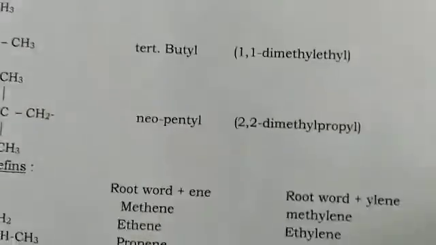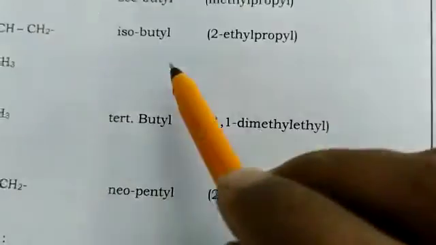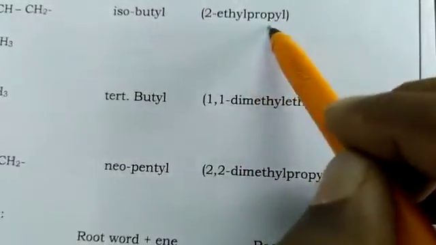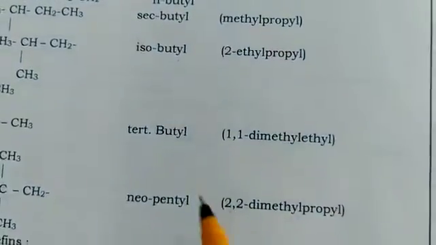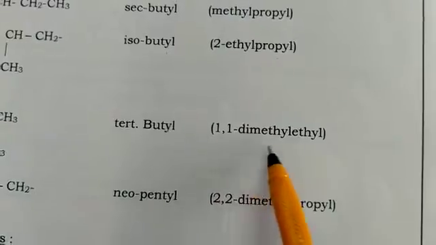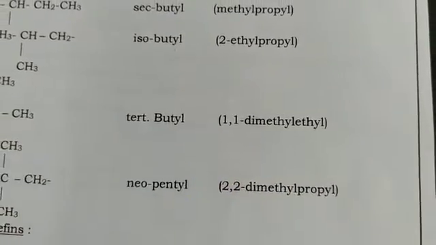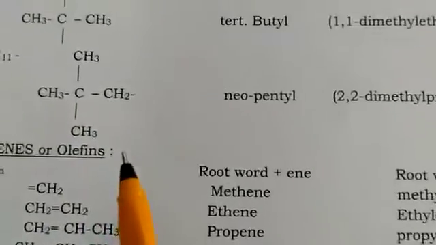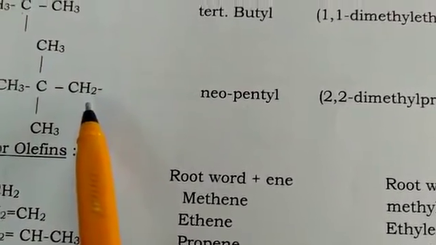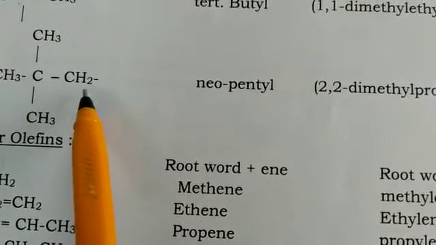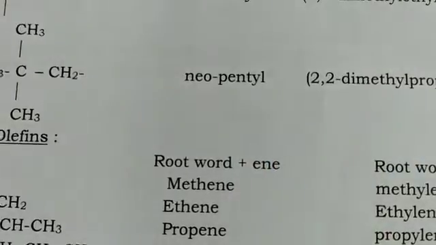Even in alkyl groups, we know very well what iso means. Here, the 2-ethyl propyl group is called isobutyl group. When we consider the secondary butyl, 1,1 dimethyl ethyl is called a tertiary butyl. Another one is neopentyl. If you put a CH3 group, it is called neopentane. If one hydrogen atom is removed, then the group is called neopentyl group.